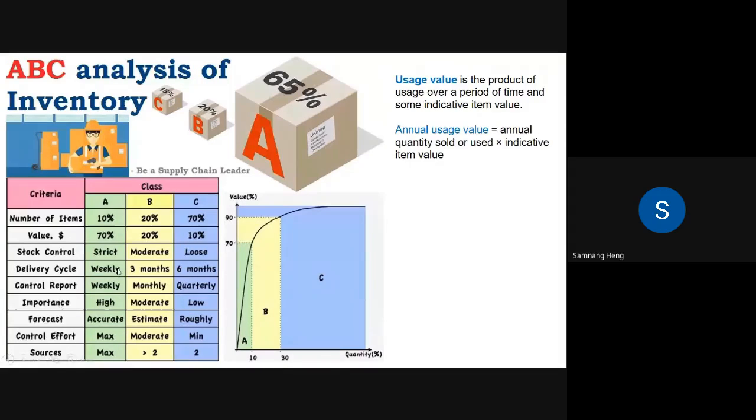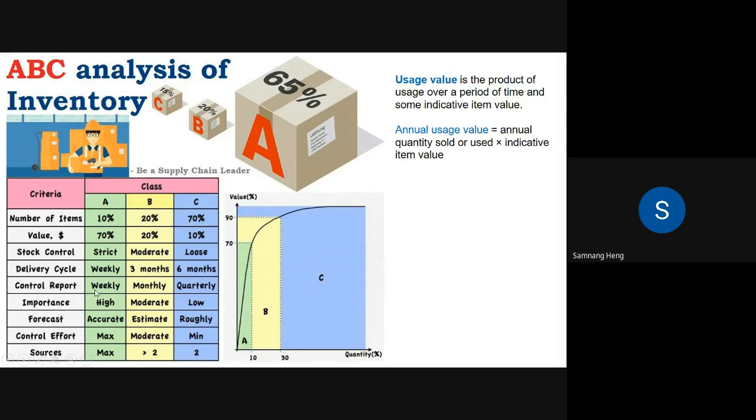The stock control for class A is really strict, because again we want to make sure we have class A item inventory at all costs. Class B is moderate. Class C is kind of loose. Sometimes we have it, sometimes we don't. It's fine. Delivery cycle: this one is weekly. We make sure we have items coming to our inventory, sometimes weekly or monthly. This one 3 months or 6 months, depending on that.